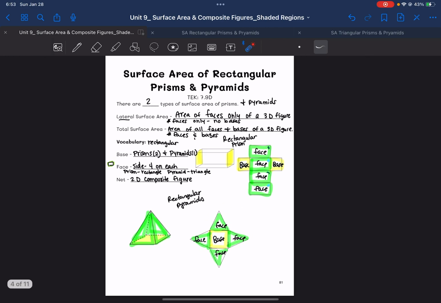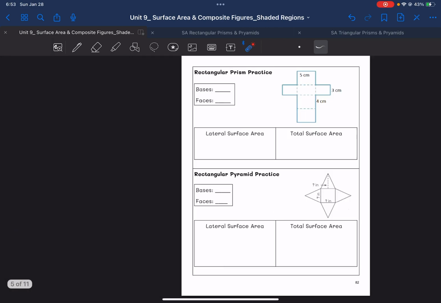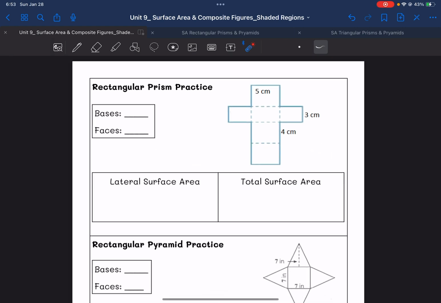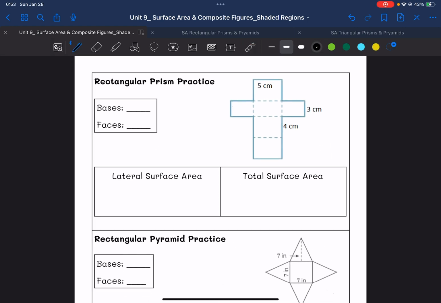All right, so let's go ahead and pause if you need to, and then go to page 82. All right, let's go to page 82. So page 82, we are going to talk about what formula. First of all, I want to look at the net and look at what shapes we have and what formulas we need. So I'm looking at this, and all I see is that they are rectangles. That means I'm going to be using just area is equal to base times height, okay?